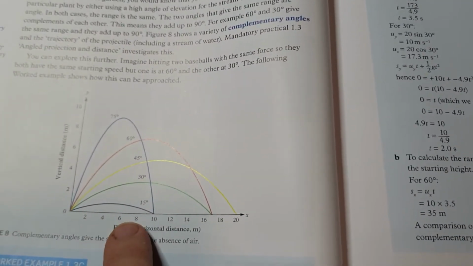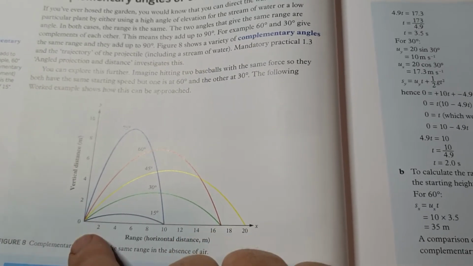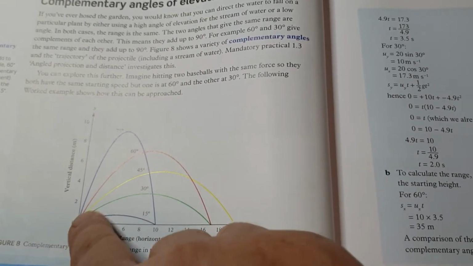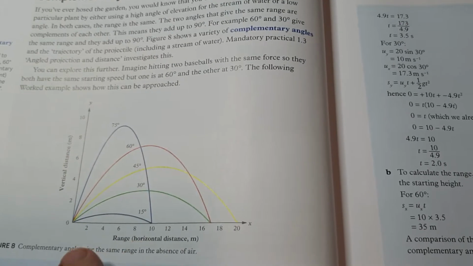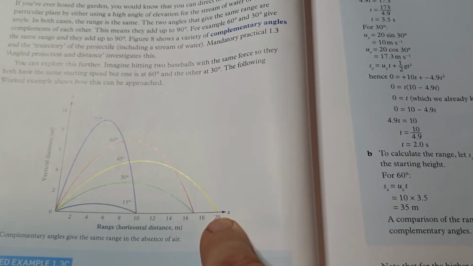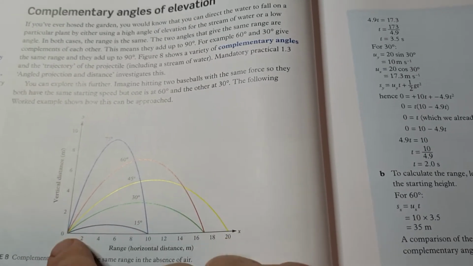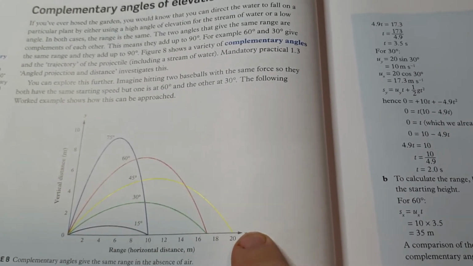Complementary angles, so angles that add to 90, you get the same range. Now, this is a theoretical range. It's a parabola because the range is a function of t squared. So S equals UT plus a half AT squared is going to give you a parabola.